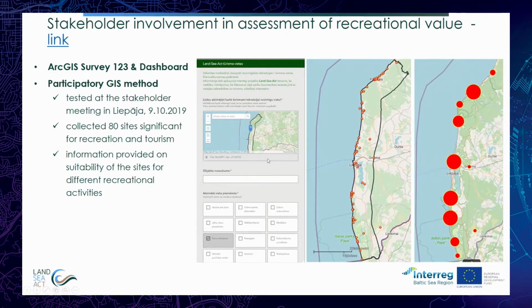boating, angling, or whatever they use it for, or the site is suitable for, and then provide some other data and submit this questionnaire. If they wished to add another dot to the map, they had to fill in another questionnaire. We first tested this survey at our stakeholder workshop, but later we shared it through social media with a wider group of people, and in total we collected 80 sites and also valuable information about different recreational uses of this coastal area.